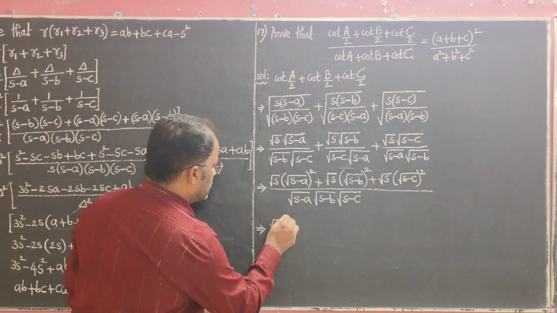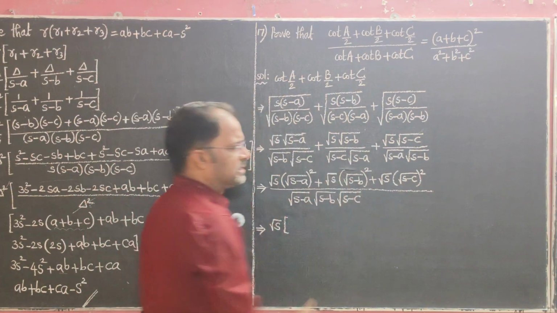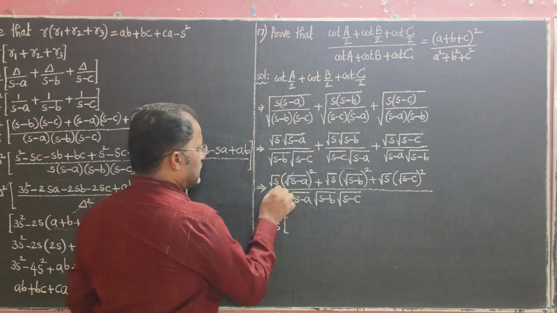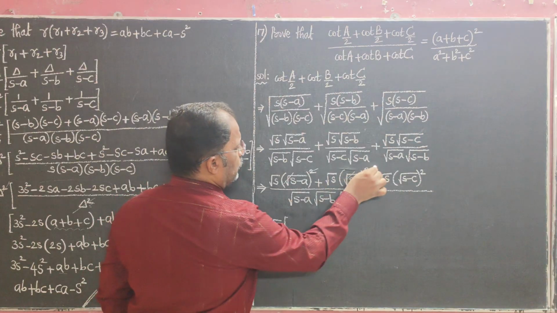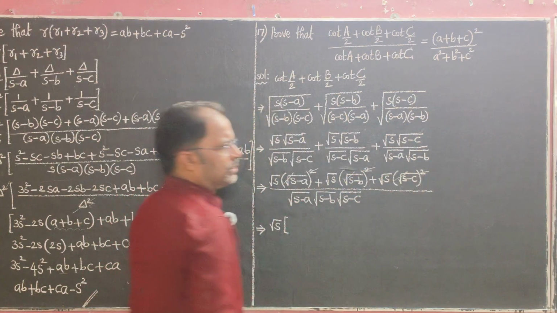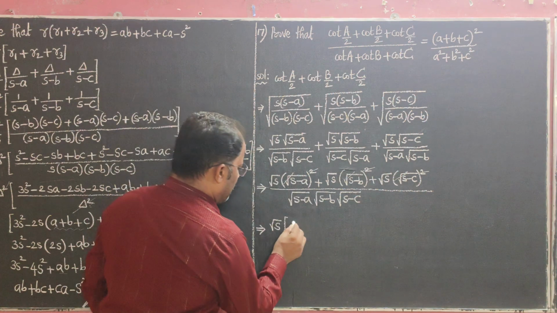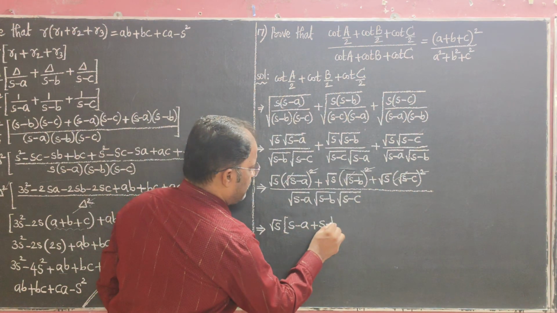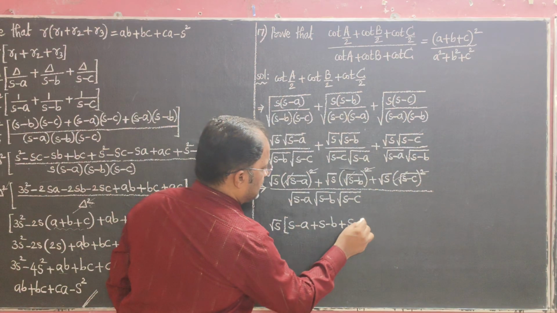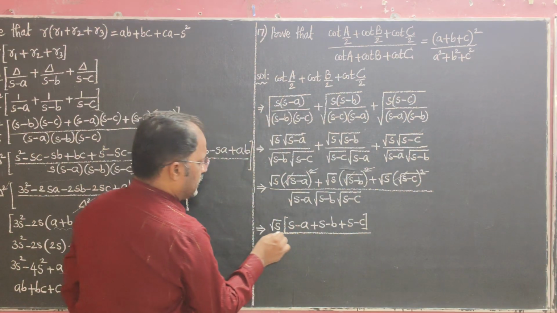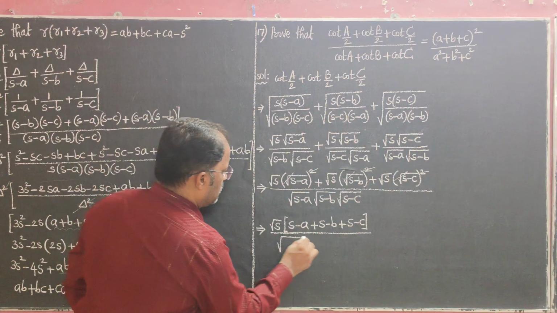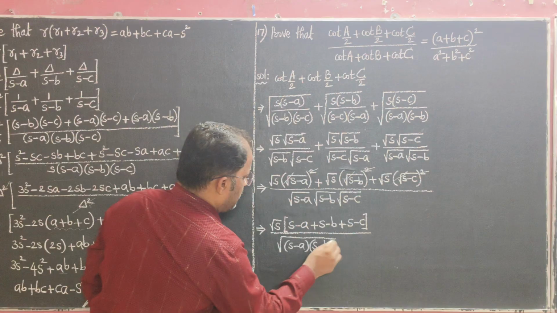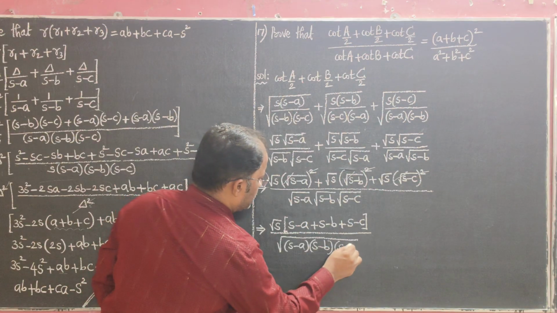Root s into what is the common? Root s is the common, square root of s is the common. Okay, right, square root of s is common, means the remaining square roots cancel. Clear? Now what is the remaining? S minus a is remaining, s minus b is remaining, s minus c is remaining. Okay, now the denominator, write the denominator in one root: square root of s minus a into s minus b into s minus c. Clear?